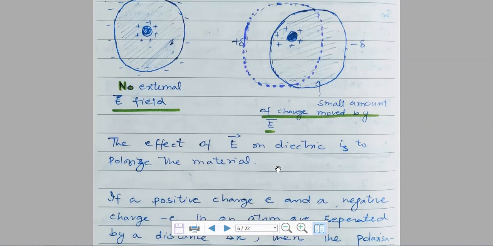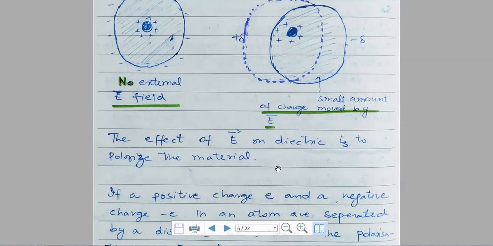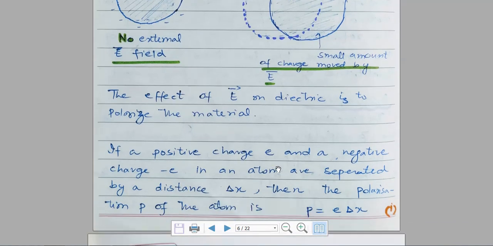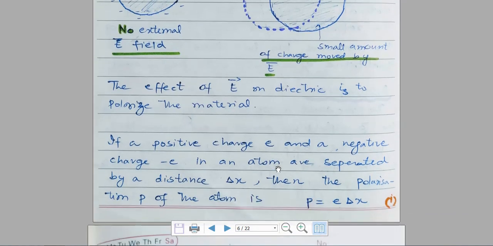The effect of an electric field on a dielectric is to polarize the material. If a positive charge and a negative charge in an atom are separated by a distance delta x, then the polarization of the atom is P equal to E into delta x. You know the dipole moment is equal to Q into D. This is the dipole moment.